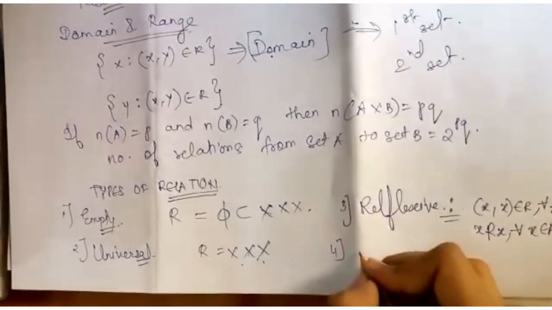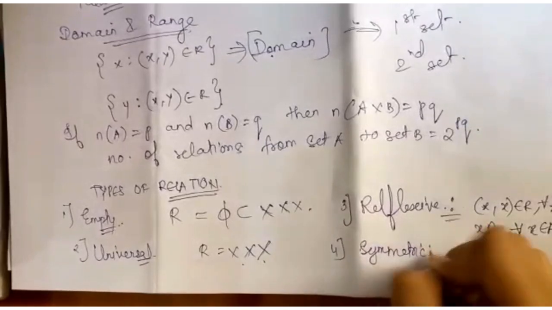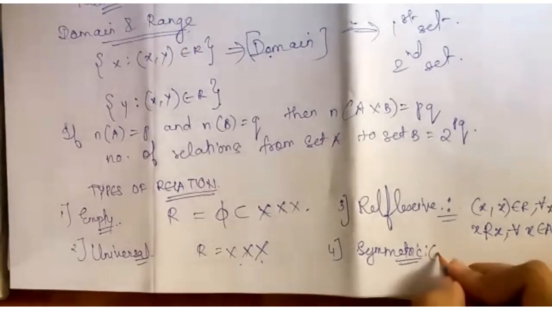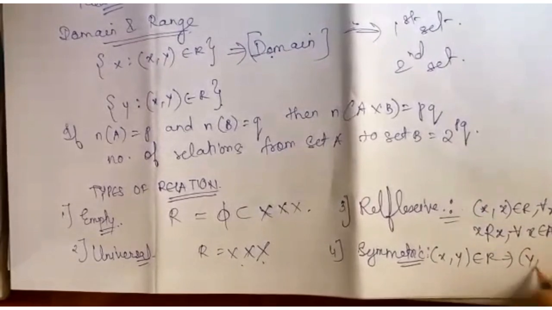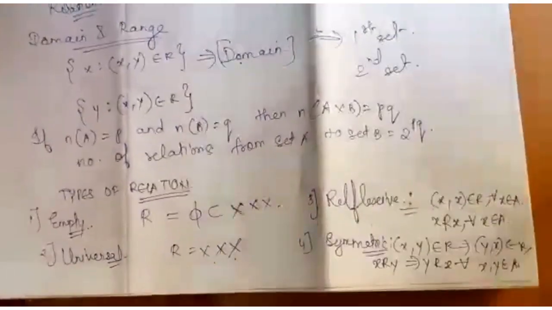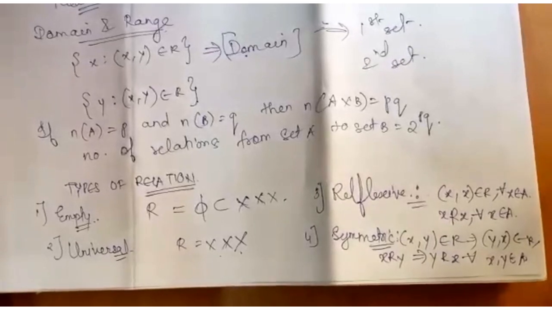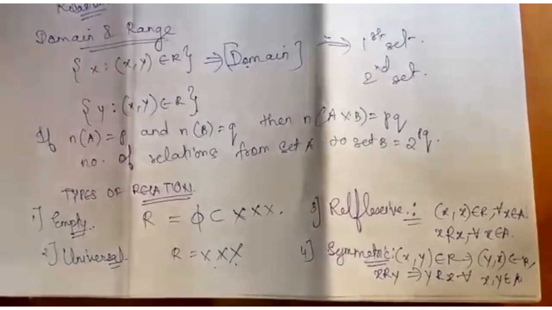Then the fourth one is the symmetric relation. A symmetric relation is defined on set A such that (x, y) belonging to R implies that (y, x) will also belong to R. Hence x is related to y implies y is also related to x, such that x, y belong to A. So that is symmetric.